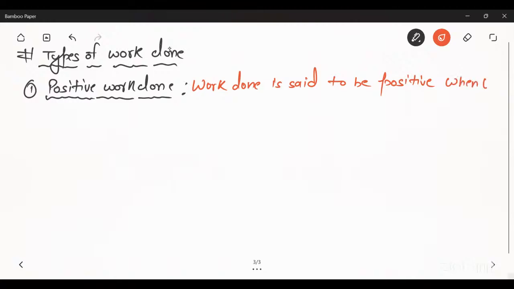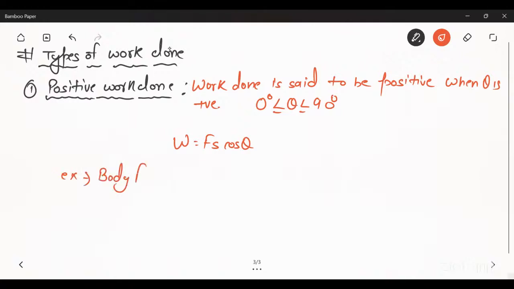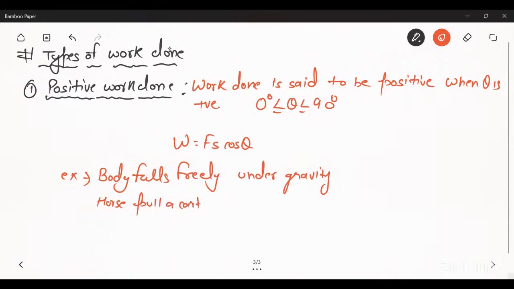when theta is positive. Okay. We know that the formula is F S cos theta, and cos theta is positive in the first quadrant, so when theta belongs to 0 to 90 degrees. Okay. For example, positive work done: a body falls freely under gravity, and the second example is a horse pulling a cart.